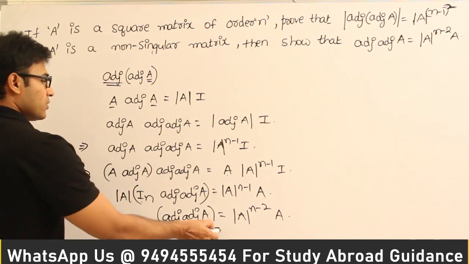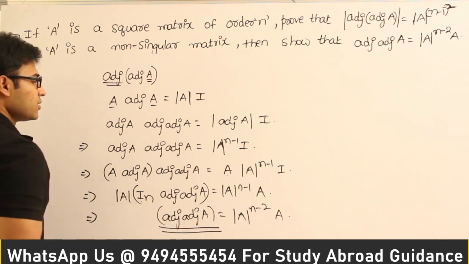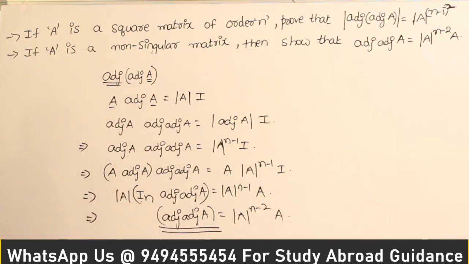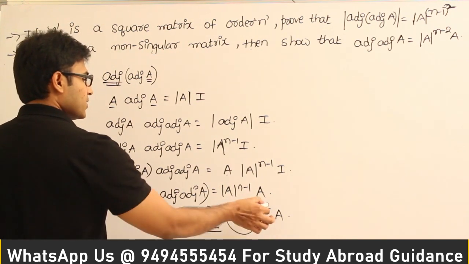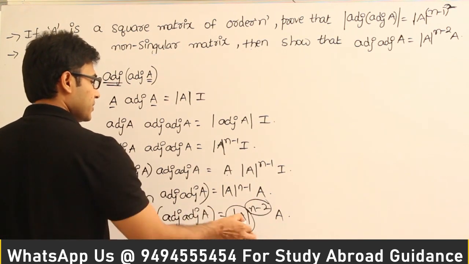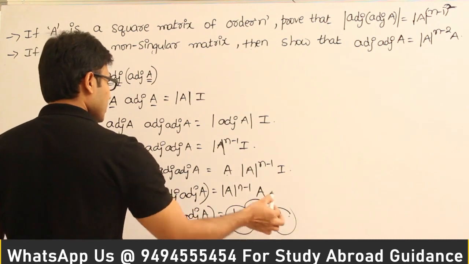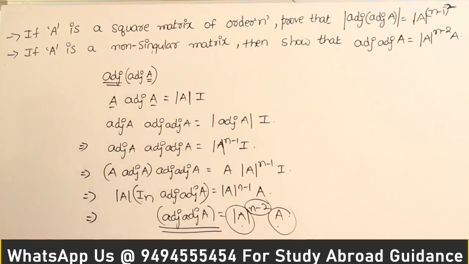Okay, so now we have got that adjoint of adjoint of A. And if we want to find out this matrix, we need not keep on finding so many cofactors. You can directly find the determinant of the matrix A, raise it to the power n minus 2, and multiply that constant with the original matrix A. So it is a shortcut.